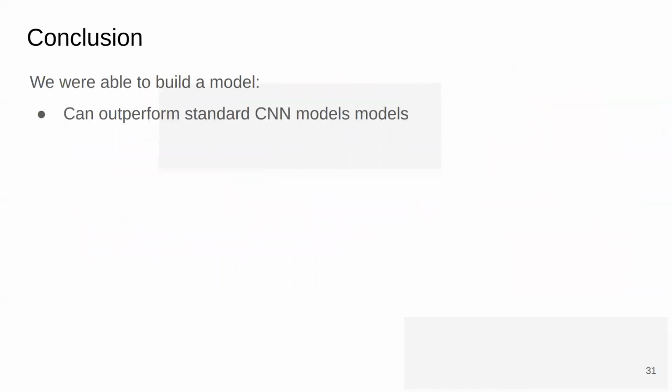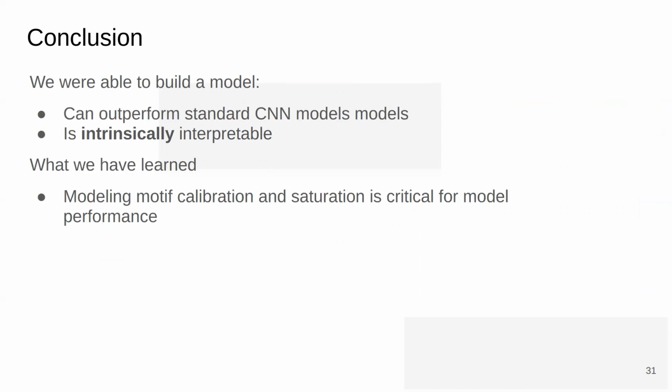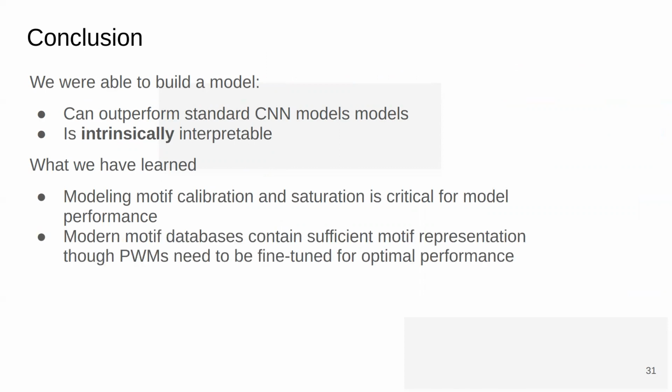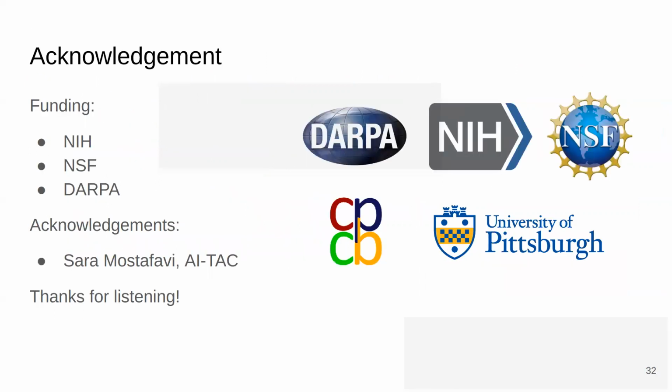In conclusion, we're able to build a model that can outperform standard CNN models and is intrinsically interpretable. What have we learned? Modeling motif collaboration and saturation is critical for model performance. The motif database contains sufficient motif representation to get a good model, though fine tuning does help. In future work, we'd like to try a little harder on building position-aware models. With this, I'd like to thank the funding, and thank Sara Mostafavi, the author, and the AI Tag group for helpful discussions. Thank you for listening.